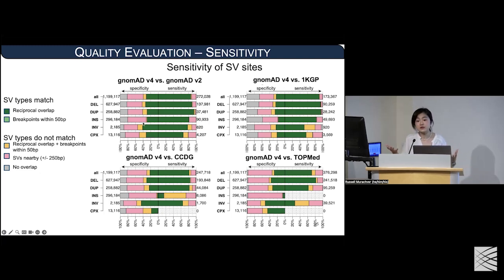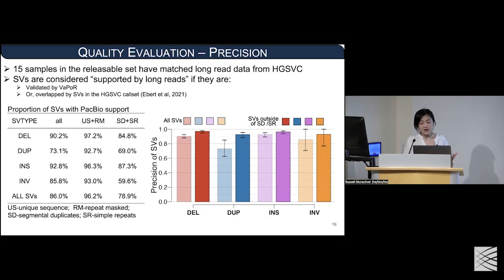Well, it is good news that we call a lot more variants, but what if they're all wrong, right? So the good news is there are more and more long-read sequencing data available. In this data set, we included Southern Genome samples, and we end up having 59 related samples that were sequenced by the Human Genome Structural Variation Consortium that have long-read PacBio HiFi data available.